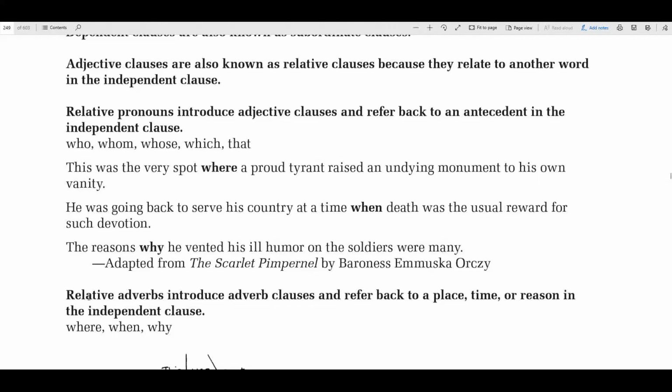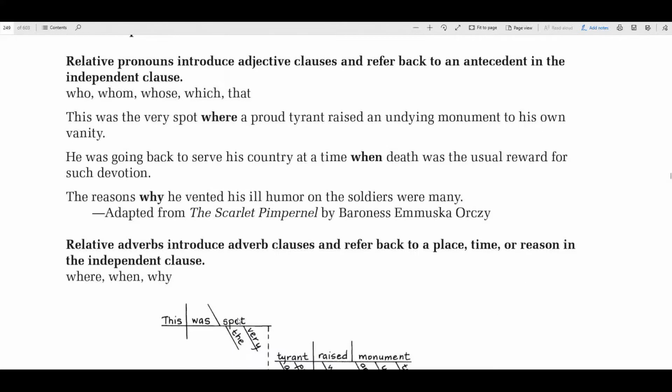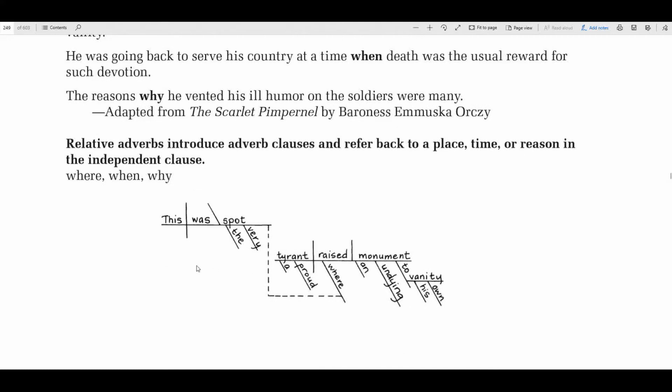So relative adverbs introduce adverb clauses. They refer back to a place, a time, or a reason. That's why we have where, which refers to a place, when, which refers to time, and why, which refers to the reason. So where, when, and why. Just remember those three. Now, this sentence right here, this was the very spot where a proud tyrant, and so on. Here's how they diagrammed that.